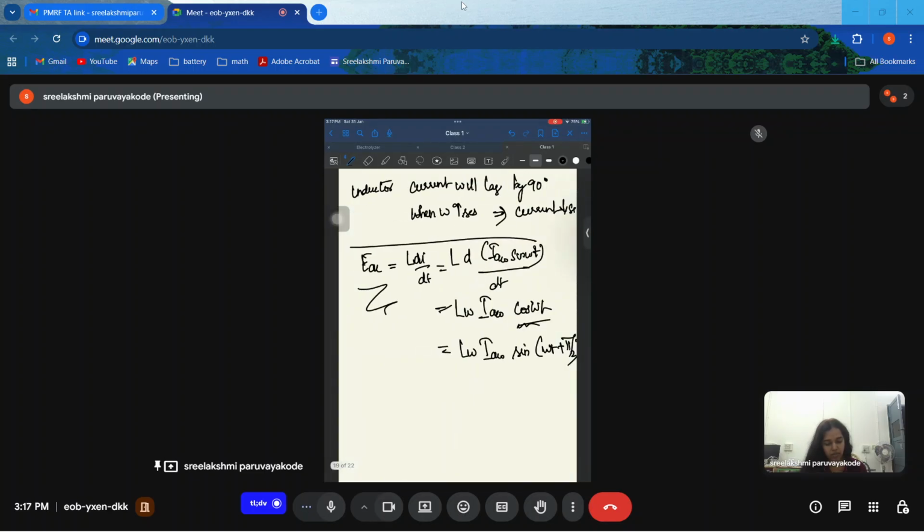Now in an inductor, we say current is lagging by 90 degrees. When omega increases, current is reducing. In the same way, with L di by dt, we differentiate the current and we get L omega I sin of omega t plus pi by 2, right?